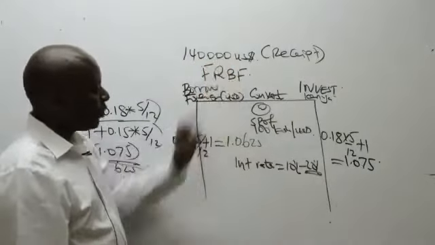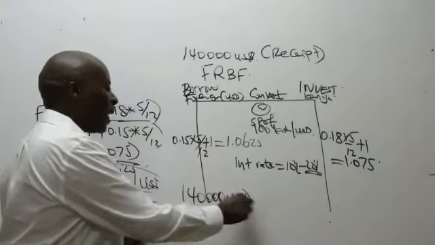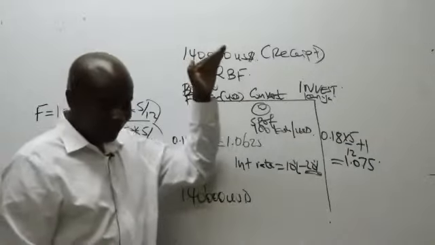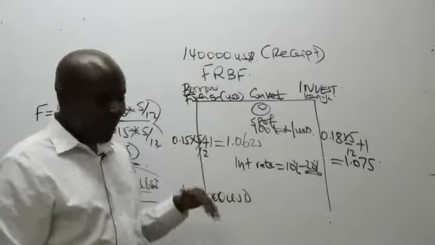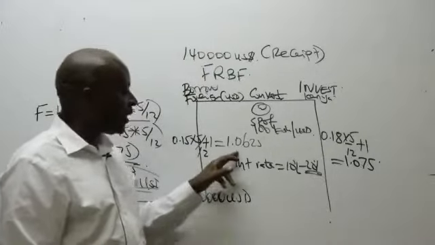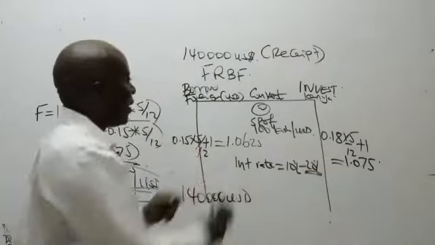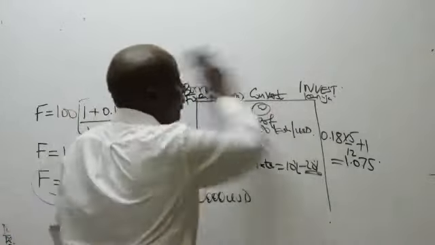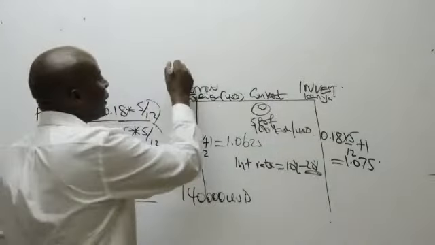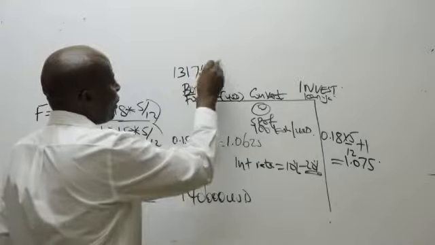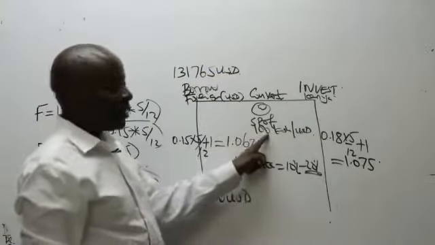This 140,000 you put here. And then now you'll be able to remember very fast. Ladies and gentlemen, up, what do we do? Up we divide. So 140,000 divided by this figure that we have here gives us what figure, somebody, very fast? 131,765 US dollars.